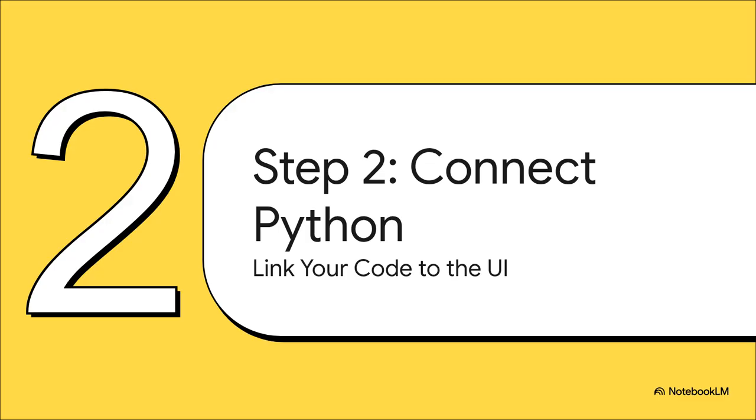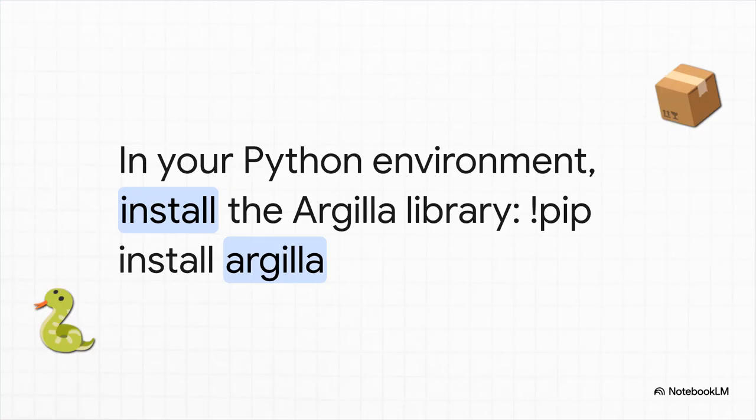Okay, so your UI is up and running. Awesome. Now, for the second and final step, connecting it to your Python environment. This, my friends, is where the real magic happens. This is what lets you programmatically send data right into that interface we just launched. So, over in your Python environment, the very first thing you've got to do is run a simple pip install for the Argilla library. This gives you all the tools you need to talk to your new instance.